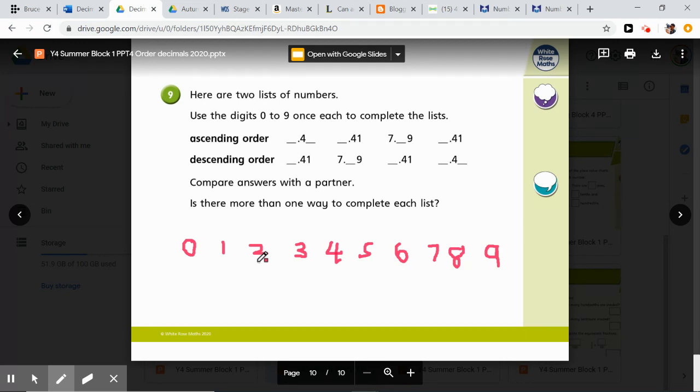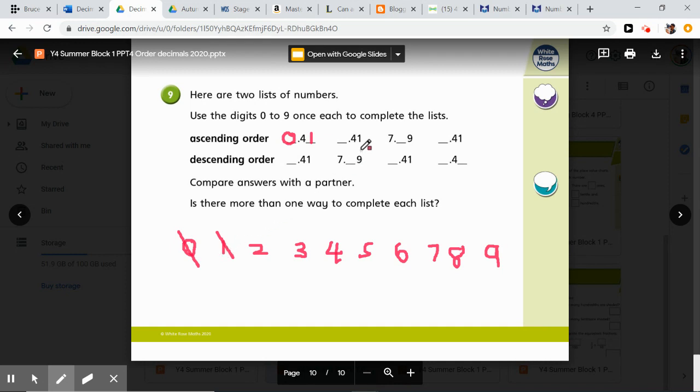So what I recommend doing is writing your digits down just like I have done and crossing them off as you write them. So if this needs to go in ascending order, we need to start with the smallest number. So it would make sense, wouldn't it, to start with a 0, surely. So if I write 0 there, I can then cross it off. But then if I write 1 here, I can't use the 0 or the 1 again.